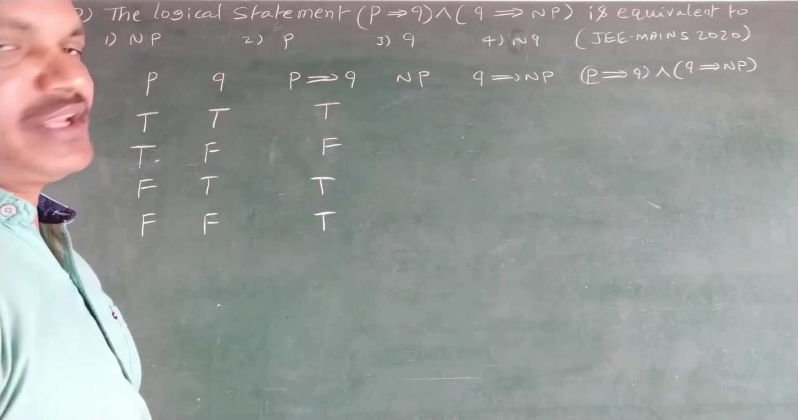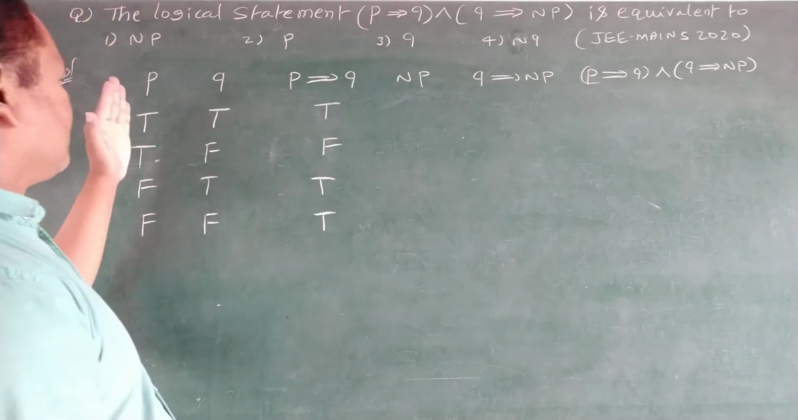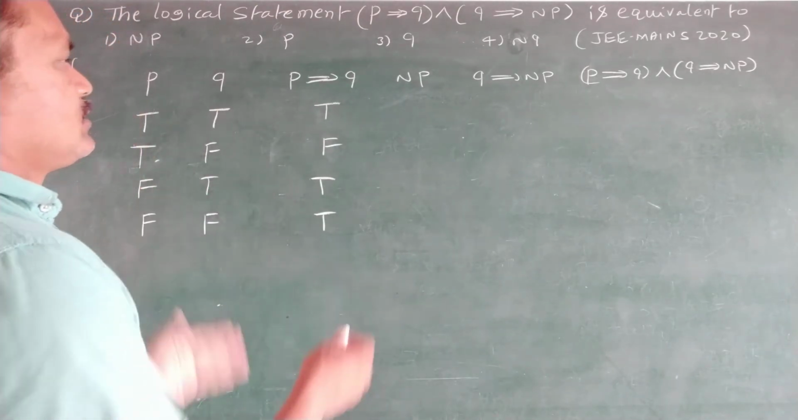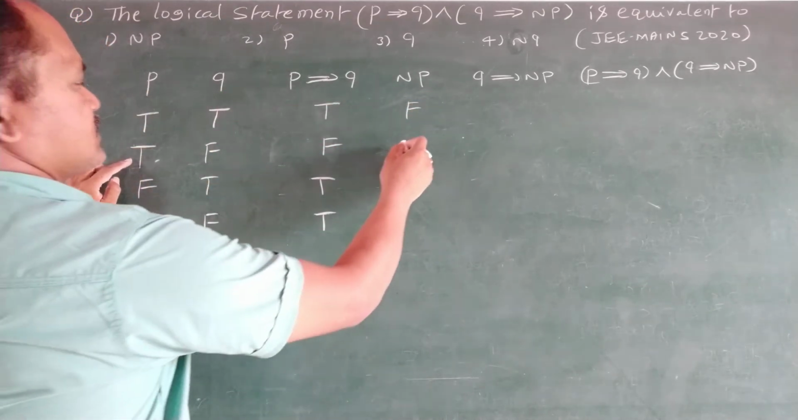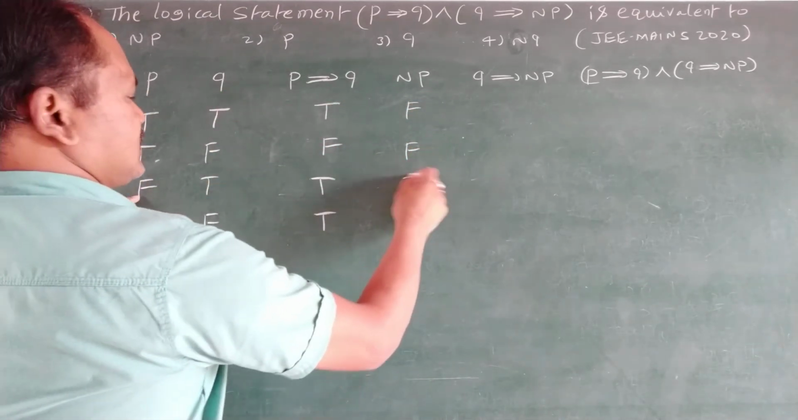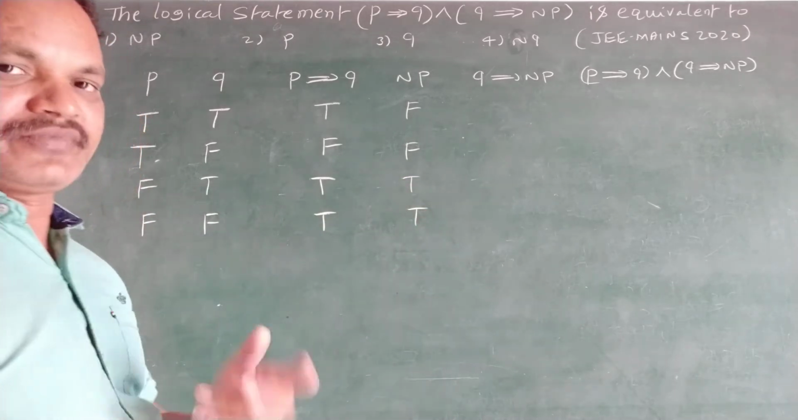Now, negation of P. Negation of P means the opposite of P. Here it is T, it gives false. Here it is F. Here it is T. Here it is T. That's all.